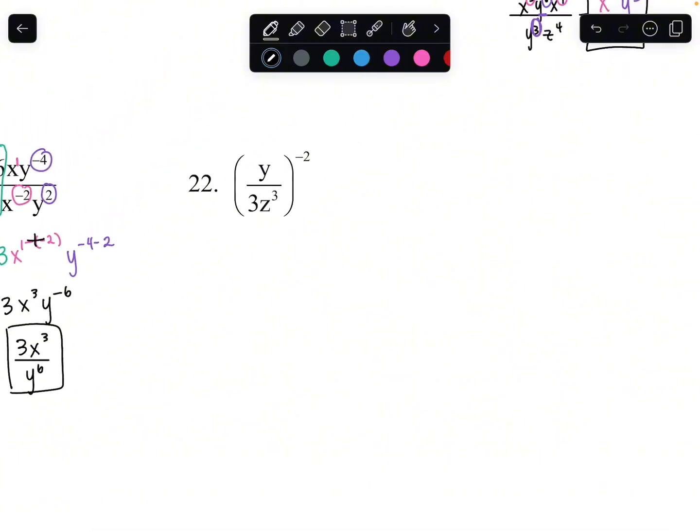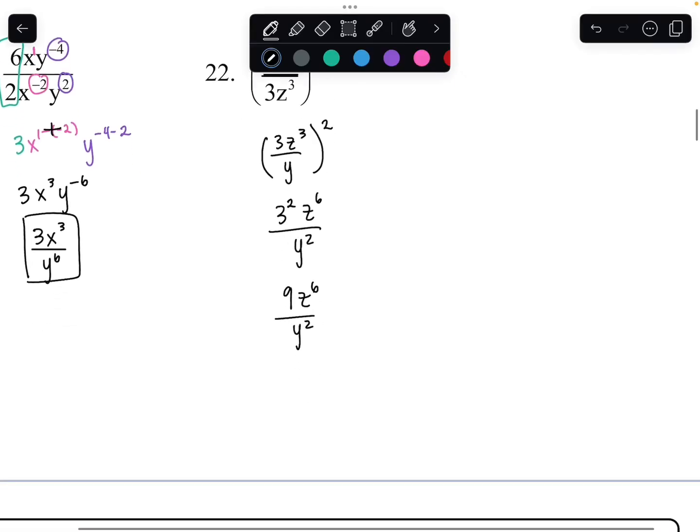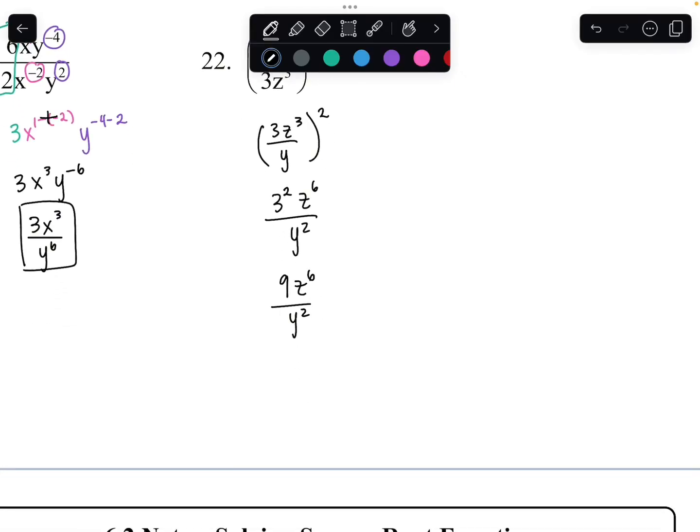Last example. Here we have a negative exponent in a fraction bar, so you can do that trick of flipping the fraction and then changing the exponent to positive. That way you don't have to distribute a negative exponent. And so then you can distribute that 2 to each term and then simplify 3 squared to 9. And so 9z to the 6y squared.